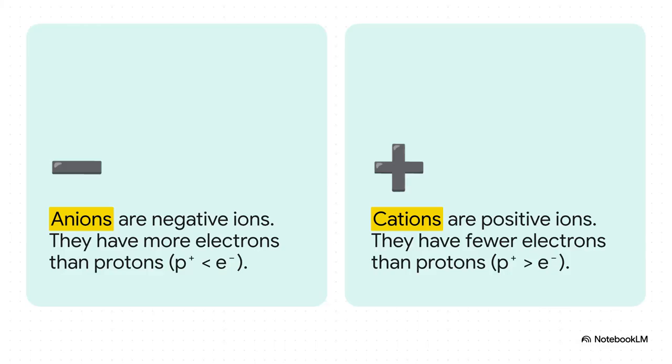Okay, but what happens when that perfect neutral balance of protons and electrons gets messed up? Well, the atom isn't neutral anymore. It becomes an ion, an atom with a net charge. So picture this. It snags an extra electron. Suddenly, it's got more negative stuff than positive stuff. Boom! It's a negative anion. But if it loses an electron, the positive protons are now in the majority, making it a positive cation.